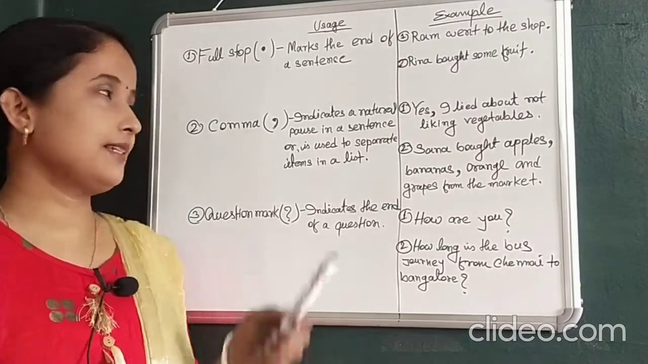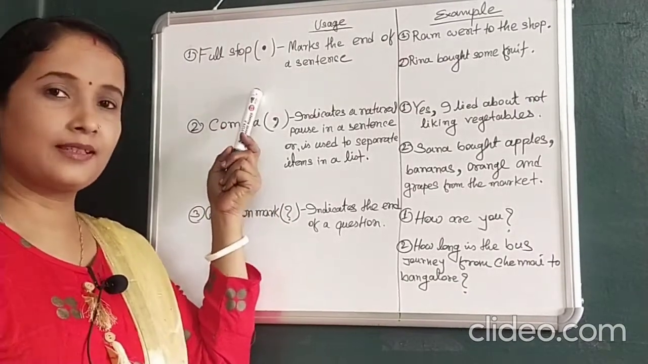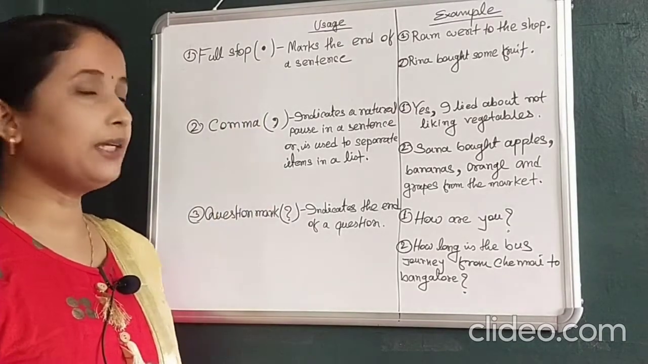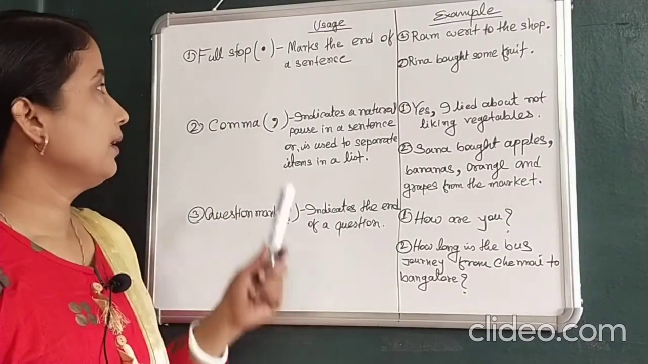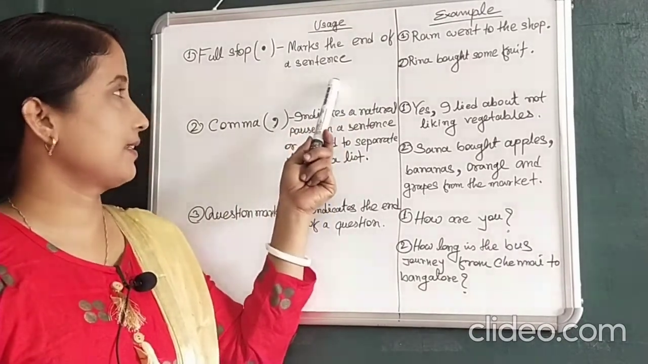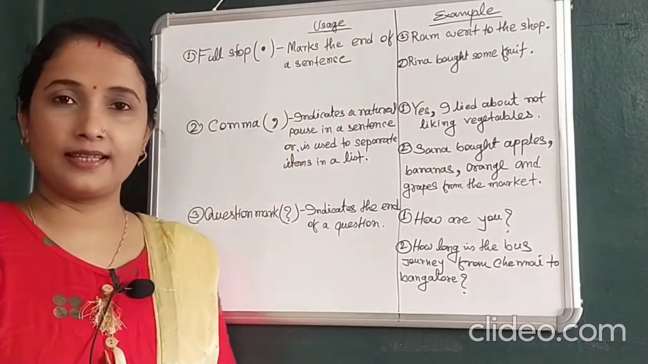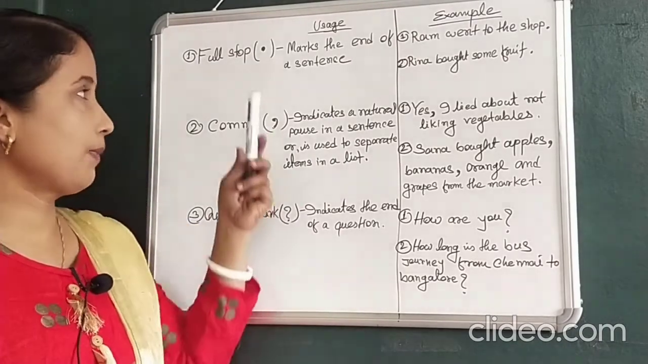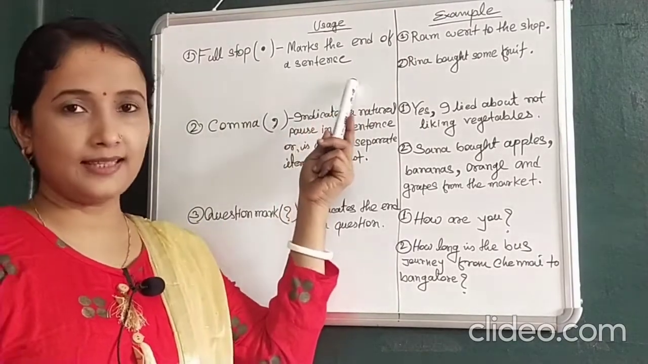At first is full stop. This is the symbol of full stop. Now, when we use full stop, it marks the end of a sentence. When a sentence is ended, then we use full stop. It marks the end of a sentence.